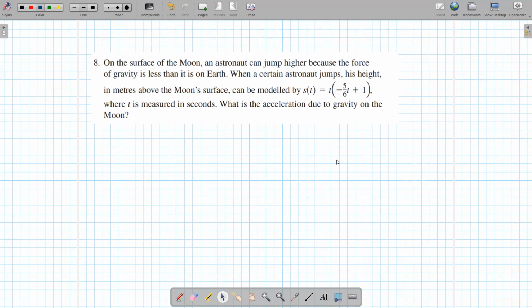Alrighty, what's the idea behind this one? Any ideas? I know you know how to do this. I mean, we've talked about how to do this. They've given us S, which is a displacement, right? How do we get acceleration from displacement? Double derivative? Yep. How do we go about finding the double derivative of this?